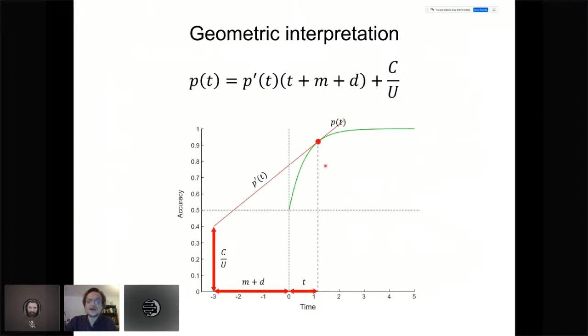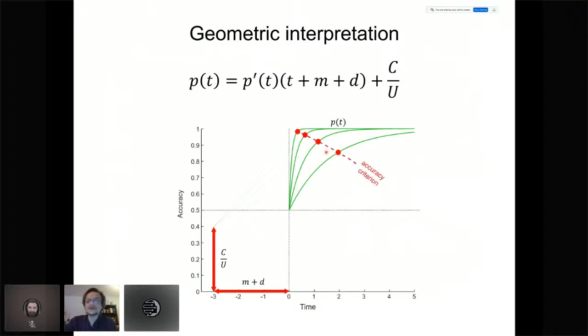Now, why do I do this? The reason is this geometric shape essentially represents this equation. This part here is just t plus m plus d multiplied by the slope at this point, and this part here is just c divided by u. So this is essentially the solution to this equation geometrically. Now, this is one trial. You can imagine easier trials, you can imagine harder trials, and for each of these you can find the point of intersection and the tangent point.